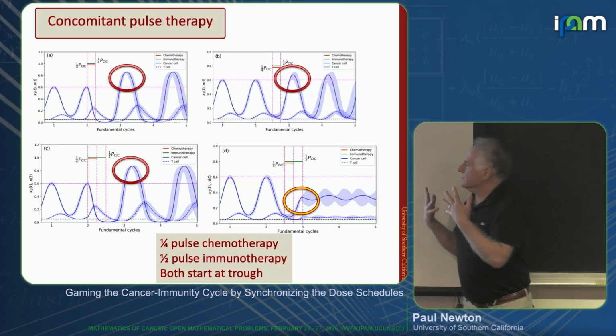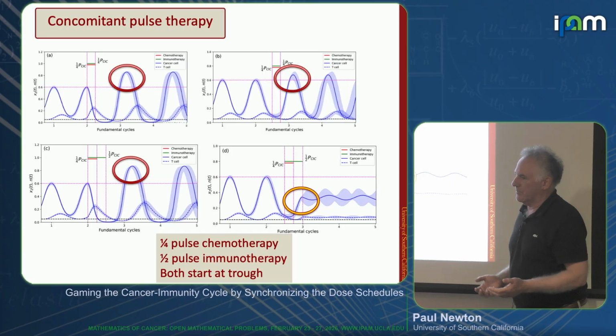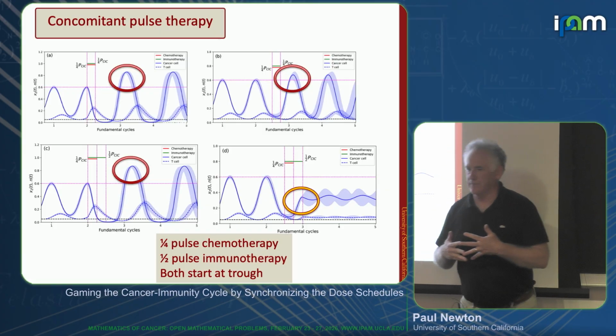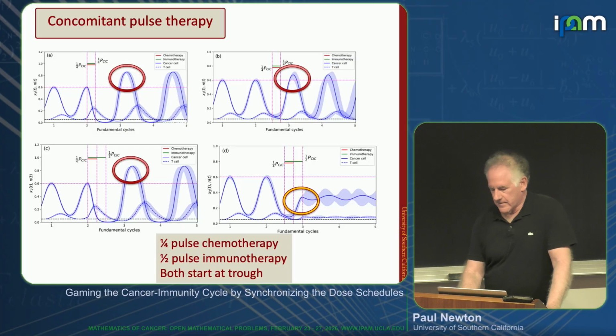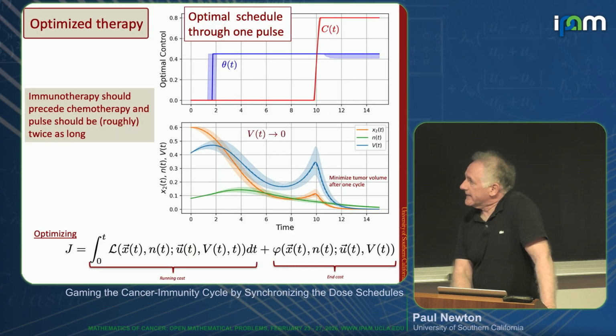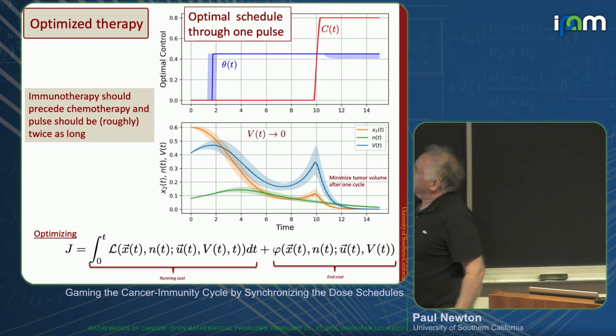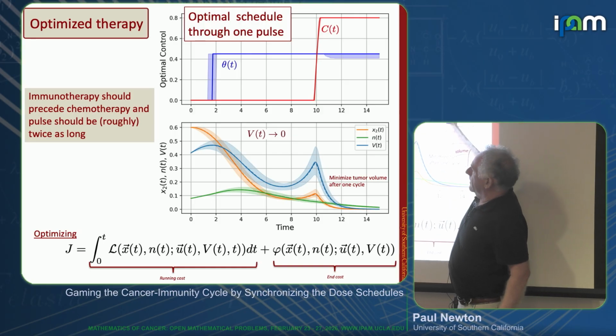So then we asked the question, well, suppose you didn't do pulse therapies, suppose you did an optimization problem and you allowed theta of t and c of t to be time varying, and you just optimized, and you asked what the optimization would produce. Interestingly, it's more or less robust to this idea that the immunotherapy should start first, and it should basically be twice as long as the chemotherapy.